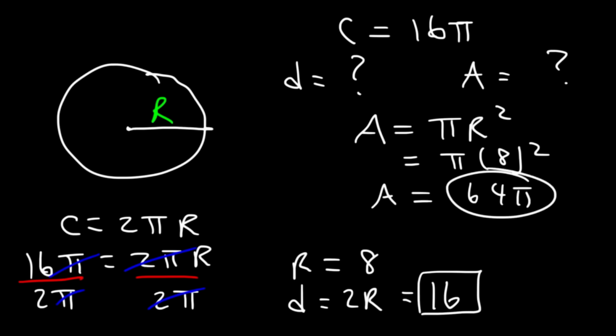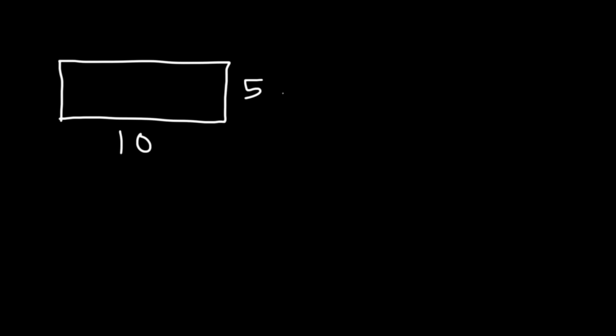So that's the area. Now let's say if you have a rectangle, and let's say the length of the rectangle is 10 and the width is 5. What is the area and what is the perimeter of the rectangle? Feel free to pause the video and find these two things.